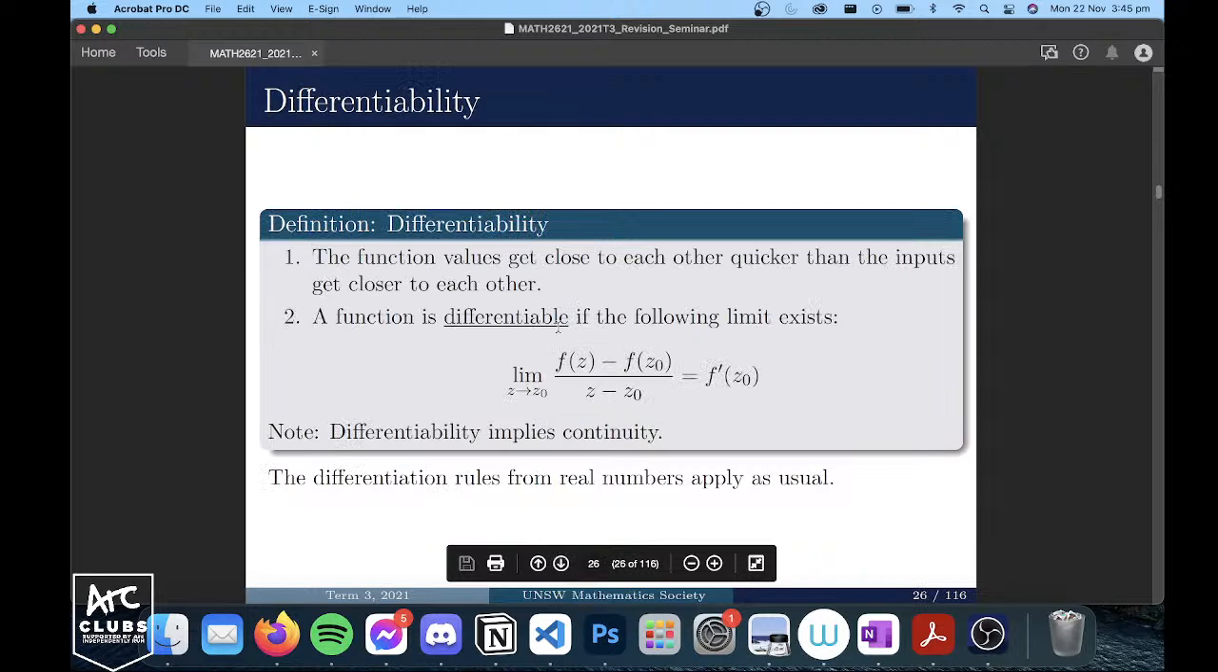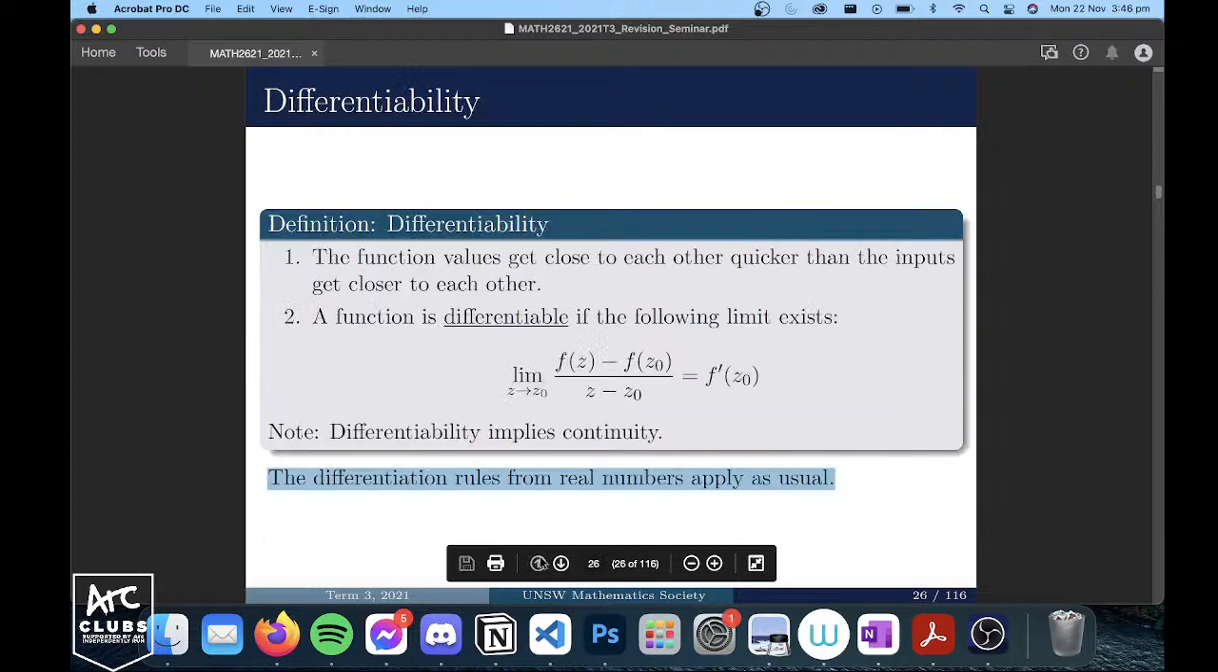And again, differentiability is pretty similar, but sometimes it is hard to find whether a complex function is differentiable, so we have to do other stuff. I'll just quickly go over this though. The function values get close to each other quicker than the inputs get close to each other. And a function is differentiable if the following limit exists. This is very similar to first principles. A good note: differentiability implies continuity, and differentiation rules from real numbers apply as usual.